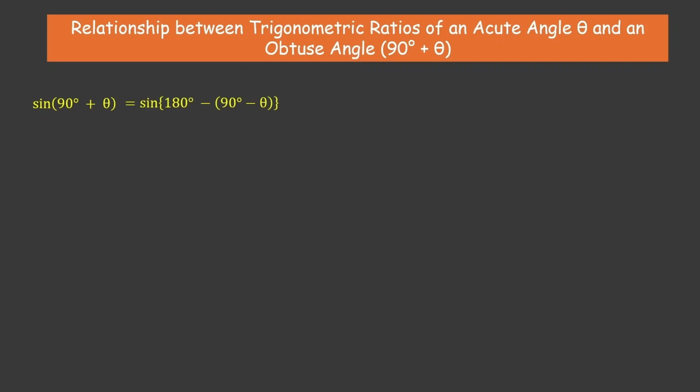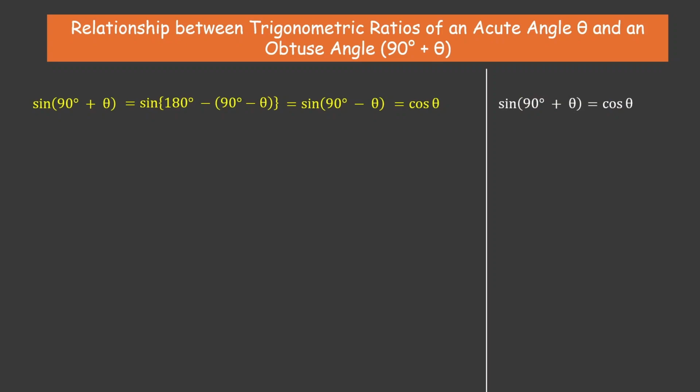We can write it like this, sine of 180 minus 90 minus theta. Since theta is an acute angle, 90 minus theta is also acute. So this is sine of 180 minus some angle which is an acute angle, and therefore this is equal to sine of that angle. Now, sine of 90 minus theta is equal to cosine theta. So what do we see? Sine of 90 plus theta is equal to cosine theta.